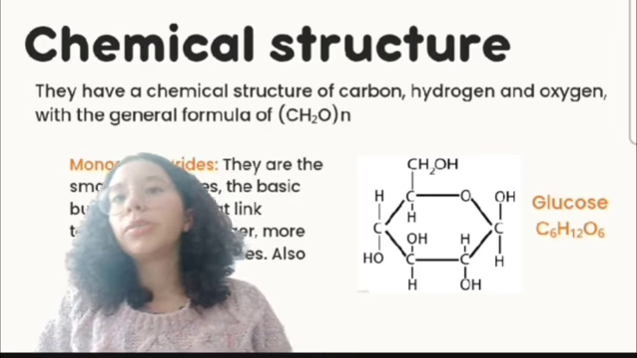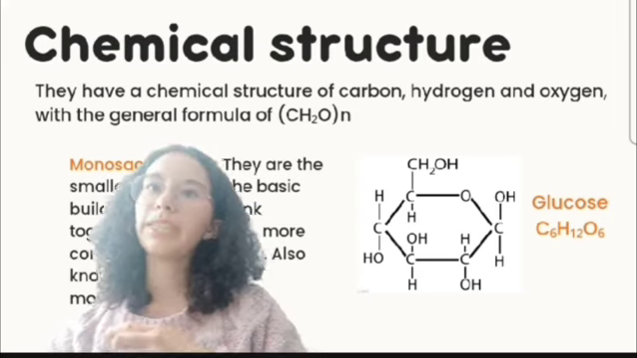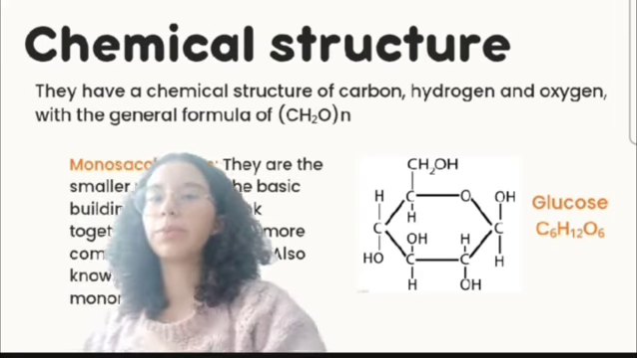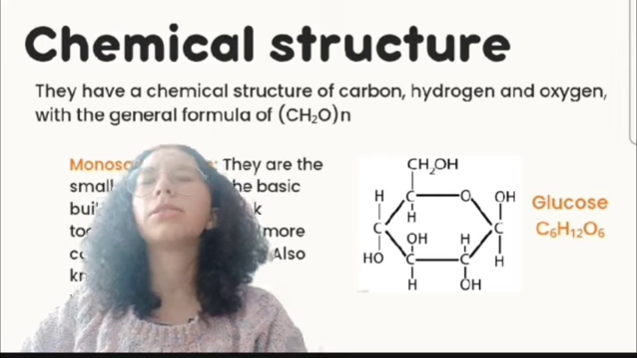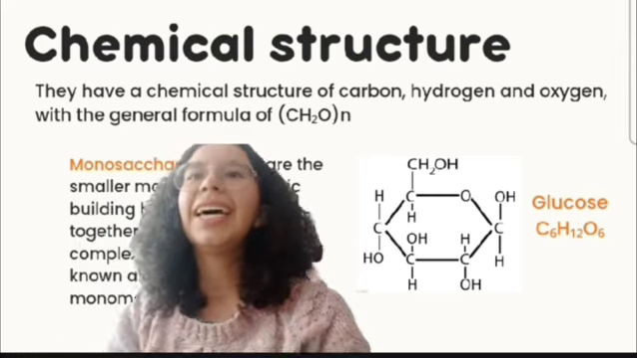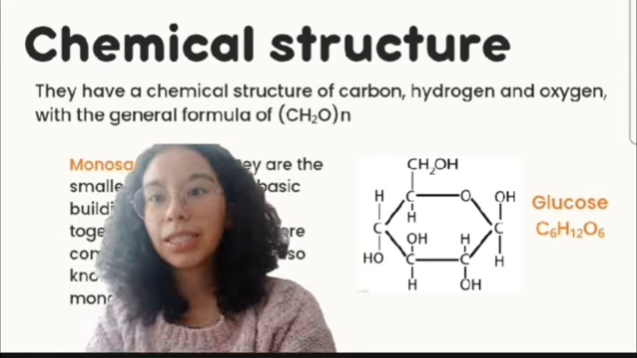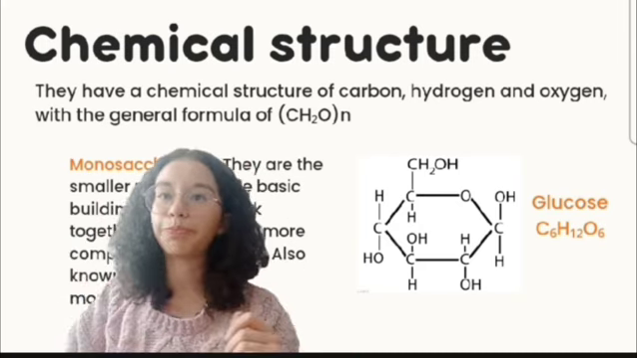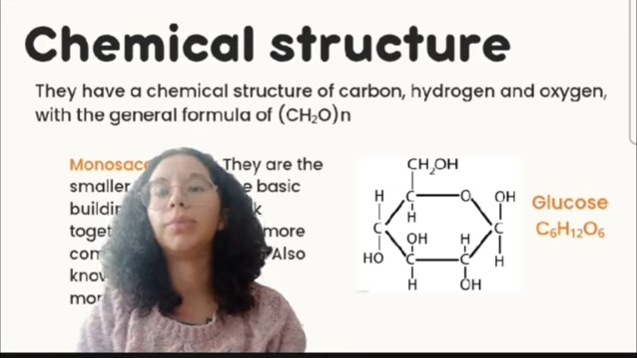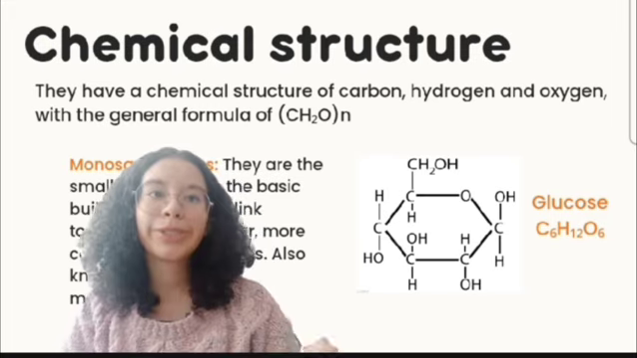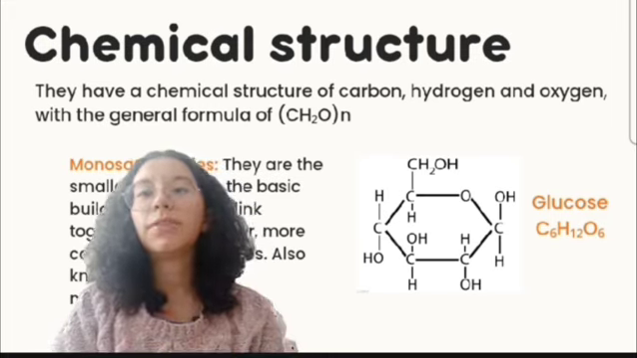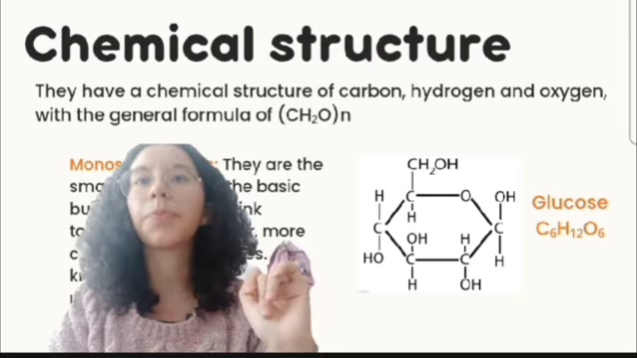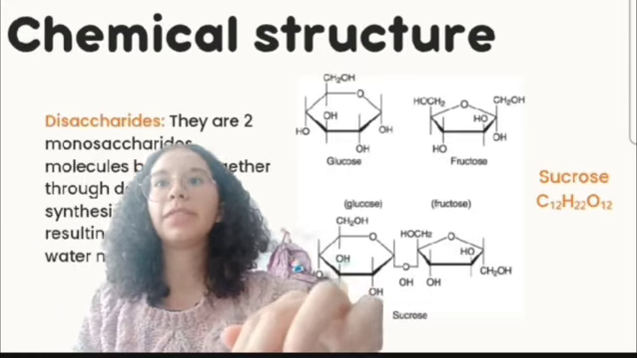They are the smaller molecules that are the basic building blocks that link together to form more complex carbohydrates. These ones are also known as monomers. For example, we have glucose, that is the most important monosaccharide. Its formula is C6H12O6, as we can see. Then we have the disaccharides.